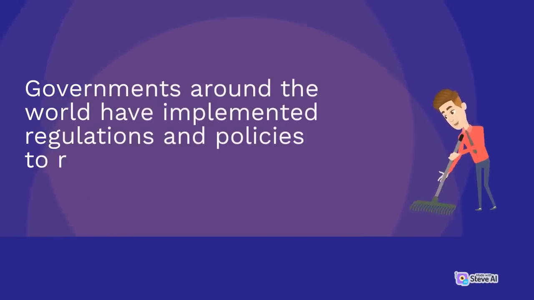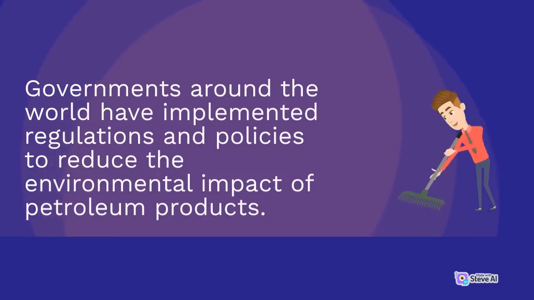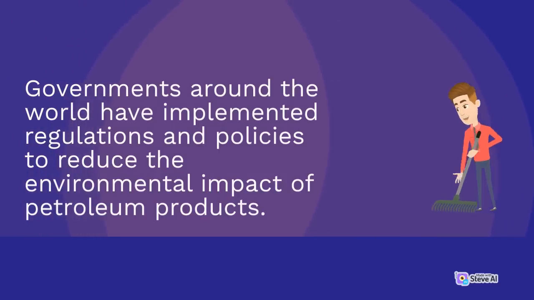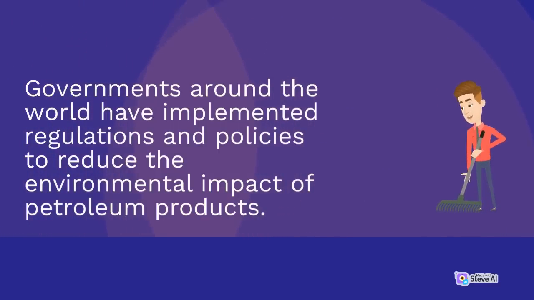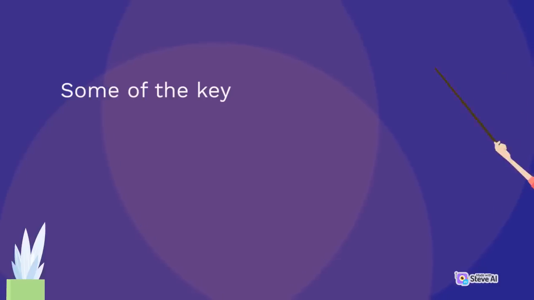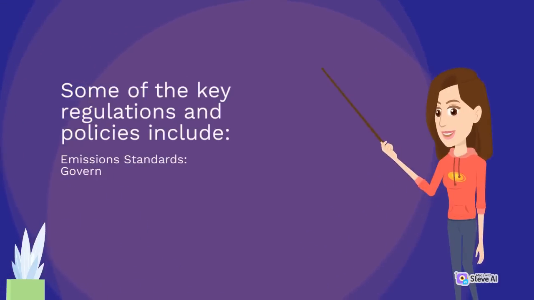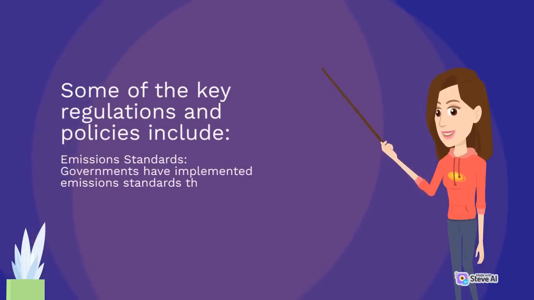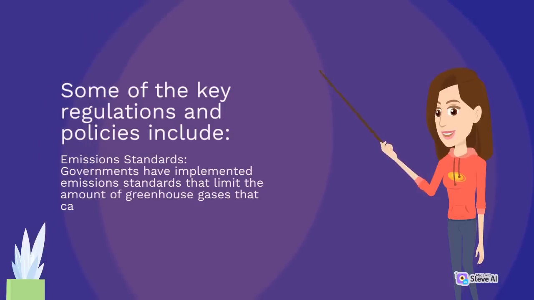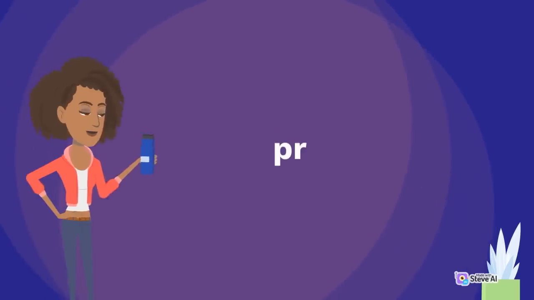Governments around the world have implemented regulations and policies to reduce the environmental impact of petroleum products. Some of the key regulations and policies include emission standards. Governments have implemented emission standards that limit the amount of greenhouse gases that can be emitted by petroleum products.